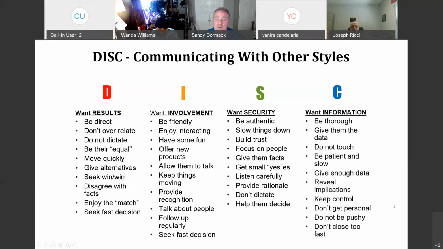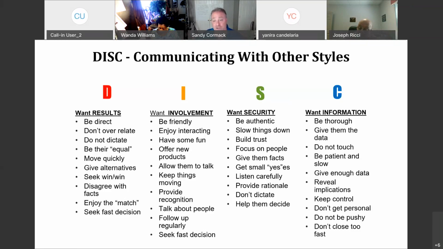And then high C's definitely want to see your information. They want to see what you bring to the table, what research you've done. So you need to be very thorough. Give them the data. Be patient. Be slower with them. Talk about the implications of what you're recommending. Don't get too personal with them. High C's tend to be more impersonal, and don't close too fast.